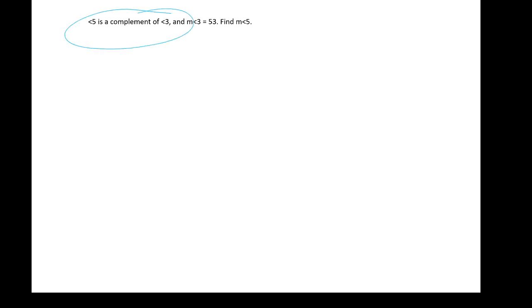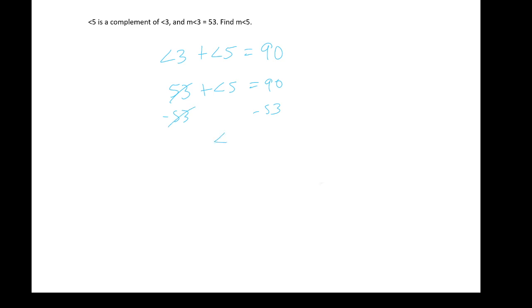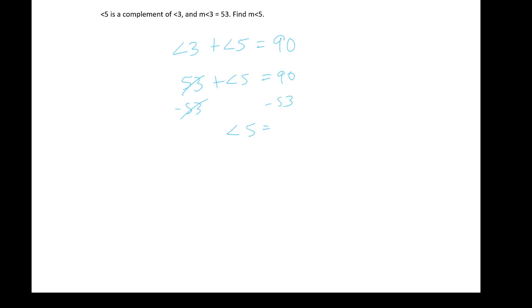So 3 and 5 are a complement. Numbers should jump out at you, right? Which means that 3 and 5, or 5 and 3, have a sum. Complement means the sum will be complementary, 90. And now we substitute. We know that 3 is 53. So 53 plus angle 5 is equal to 90. We're going to subtract 53 from both sides. Angle 5 is equal to 37 degrees. And that's your answer.